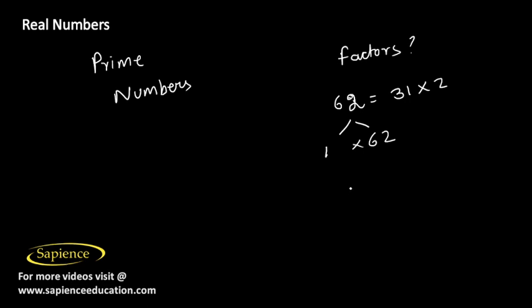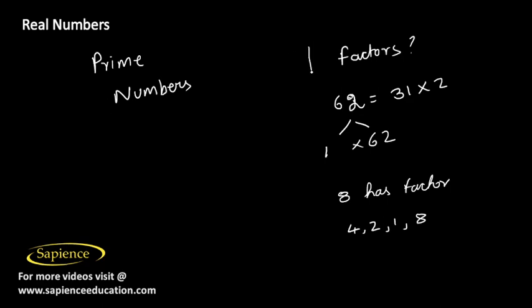So every number has factors. For example, 8 has factors 4, 2, 1 and 8. All these numbers can divide 8 with remainder 0. Hence they are called factors.